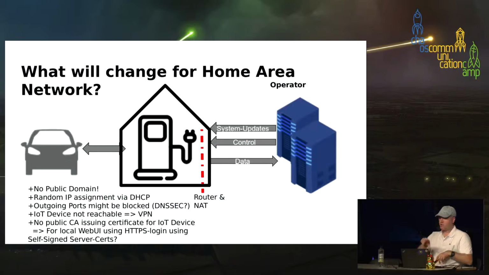So that's almost the end. We talked about a charging station located on a parking lot, being accessible over a public IP. The fully qualified domain name can be resolved, and we can access the device. So what will change if we move our charging station now into our house, into our home area network?